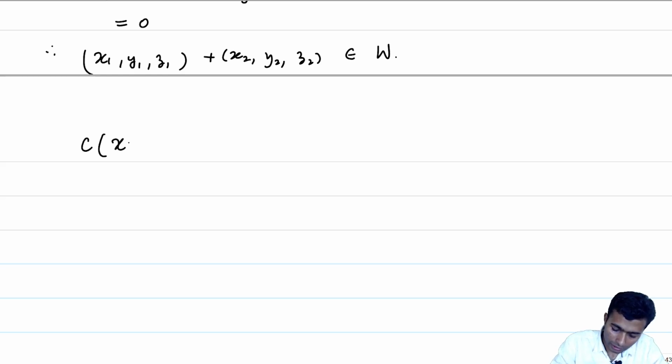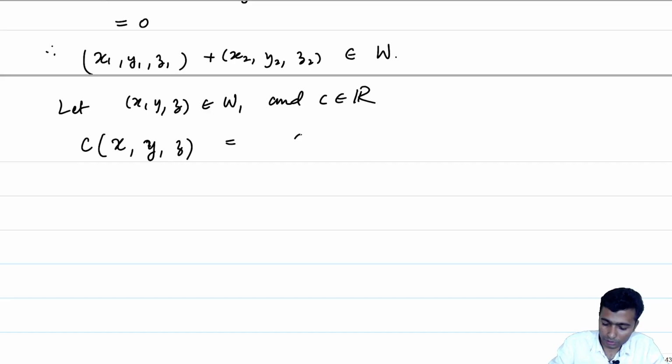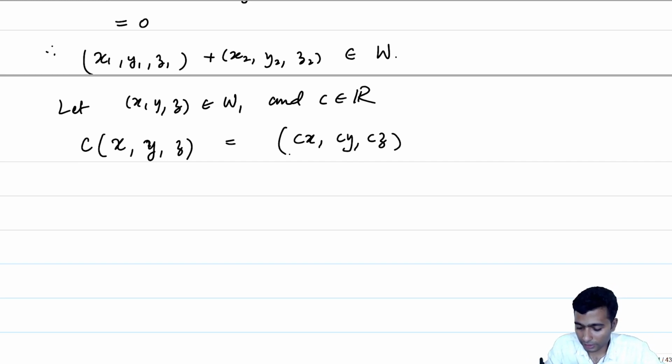We have already seen similar ideas. So let x, y, z be in W1 and c be in R. Then what is this? This is equal to cx, cy, cz. And let's look at whether this vector on the right, cx, cy, cz, belongs to the vector space W.